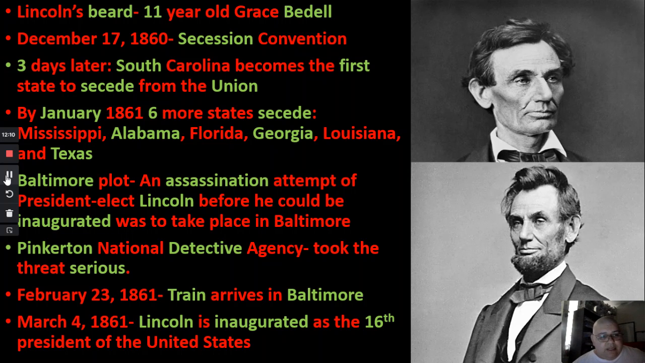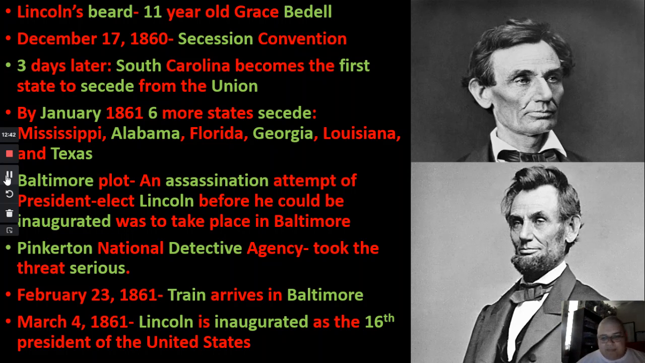Now, about a month later, six more states end up leaving too: Mississippi, Alabama, Florida, Georgia, Louisiana, and Texas. And all these states basically decide to come together and form a new nation called the Confederacy. Okay, so remember, the Confederacy wants slavery. The Union, the United States, what's left of it, thinks slavery should be gotten rid of.